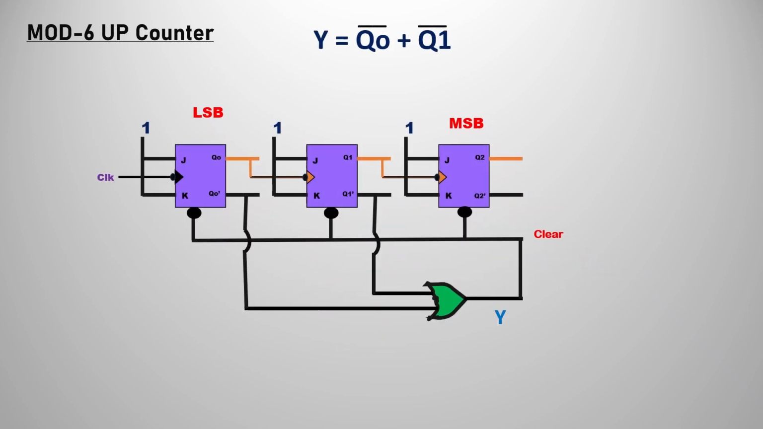Next, we apply the clear to all the flip-flops. The clear is an active low input, because the bubble is there on each and every flip-flop. Now the output expression can be evaluated as Q0 bar plus Q1 bar. The plus operator means an OR gate. In the circuit we already have the outputs Q0 bar and Q1 bar, so we simply take them to the OR gate and connect the output Y to the clear. This is the simple circuit that I am showing here. This is the MOD-6 counter. We are now going to see the second representation also.